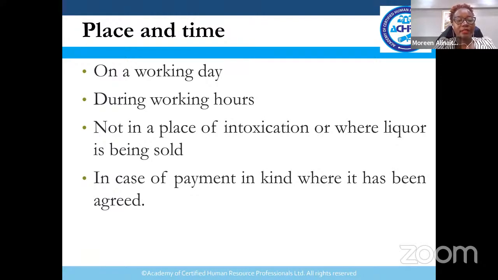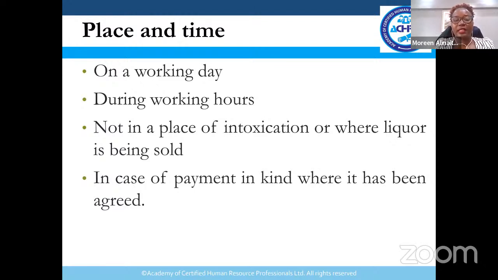Salary must not be paid in a place of intoxication or where liquor is being sold. The Act is trying to protect the employees because it knows that if somebody is paid probably in a club or in a liquor store, they'll probably use their salary to enjoy themselves, but the law is just trying to protect them. Or maybe that person may not even be able to know that they are being paid a salary in some instances. They may think you're just buying them drinks or you're giving them money to buy drinks.